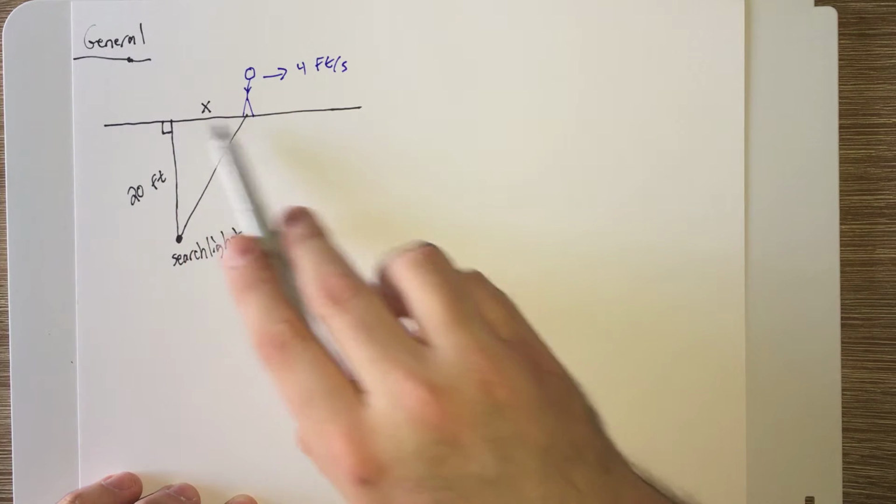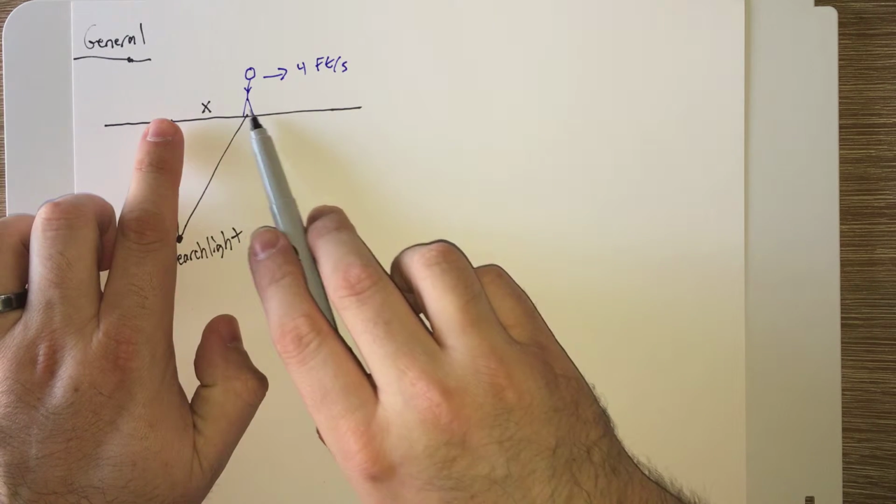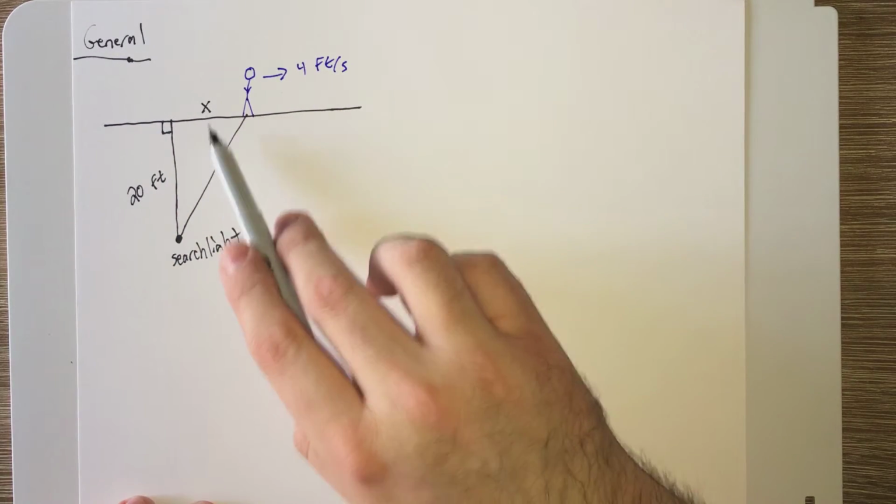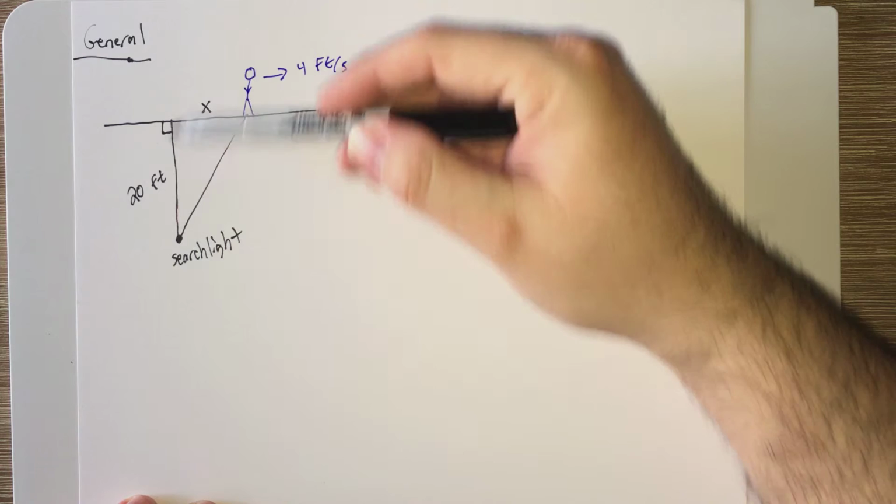The distance from here to here is changing. As the man moves to the right, that distance x gets bigger and bigger. So since it's changing, I'm labeling it with a letter. I'm not putting a number there. But this distance never changes.